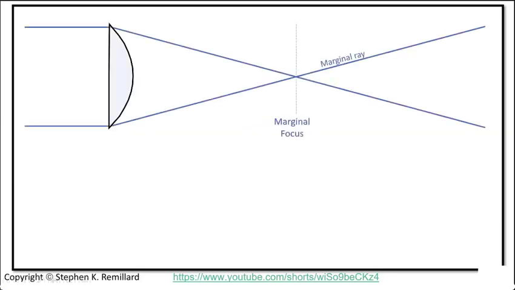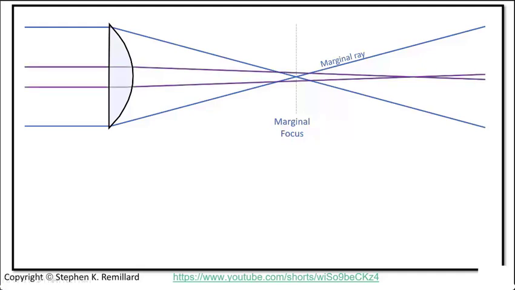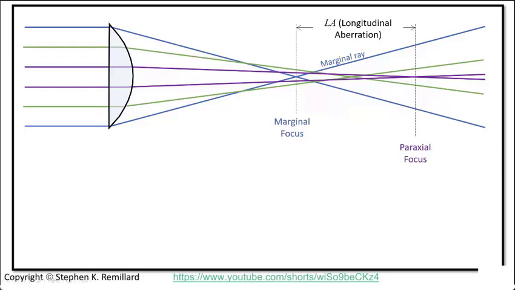Let's follow some rays as they come in, beginning with the marginal rays. Where they meet is the marginal focus. The paraxial rays come in and meet at the paraxial focus. And really all rays that are close to the optical axis will meet at the paraxial focus. The separation is the longitudinal aberration.